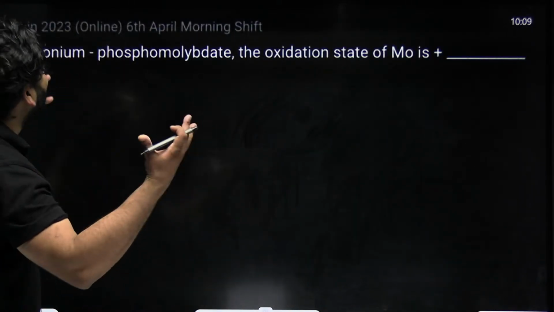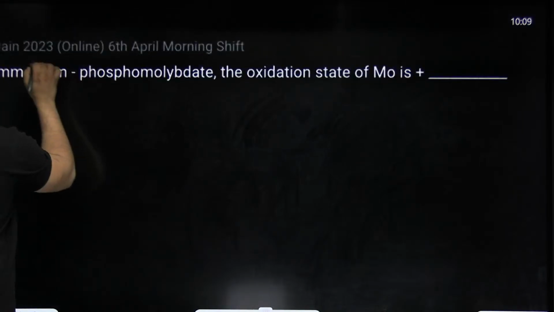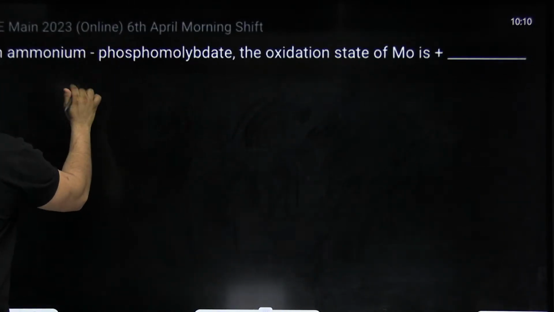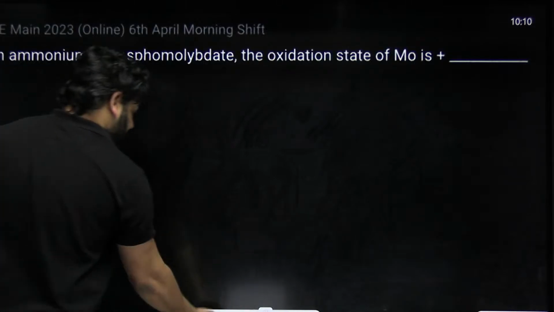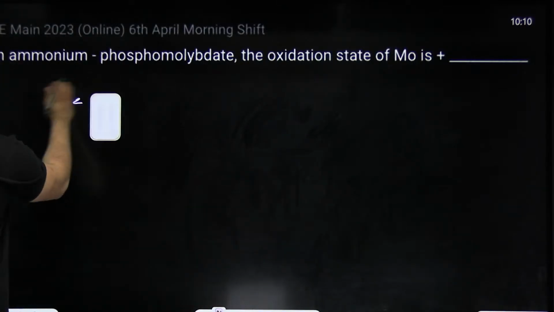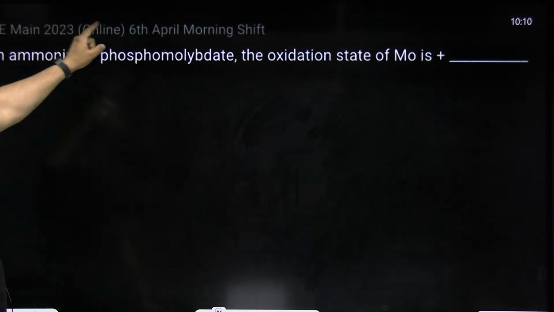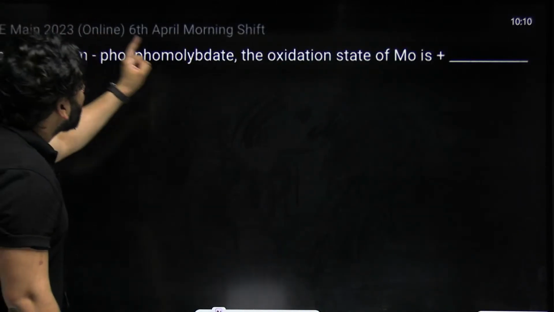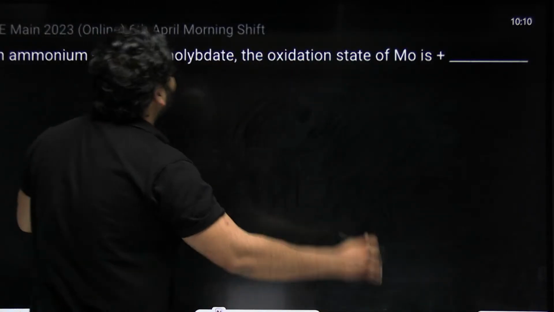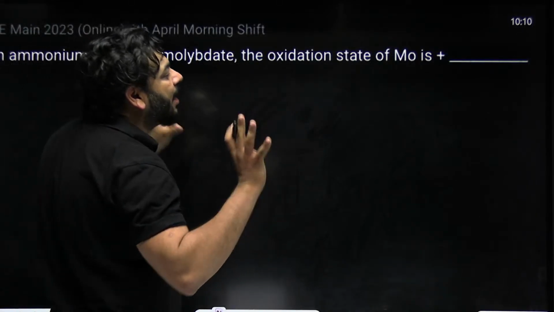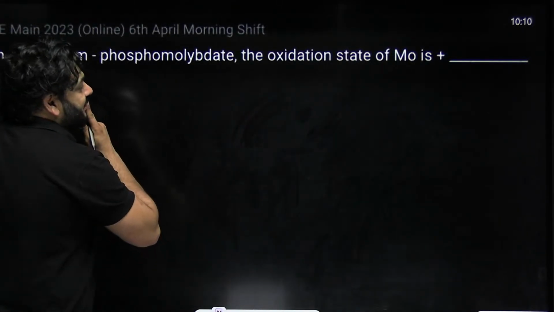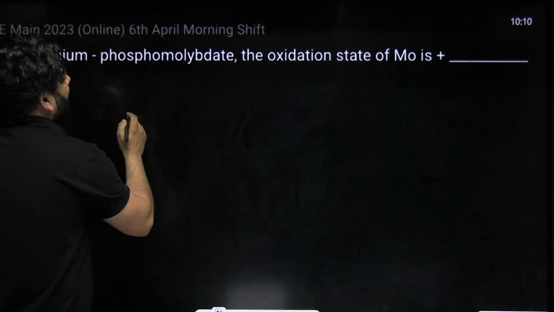Oh my God, we have plenty of good questions here. This question was asked in JEE Main 2023, 6th of April morning shift. The question says that for ammonium phosphomolybdate, find the oxidation state of molybdenum. We only need to get the idea about the compound, and then we'll get it solved very easily.